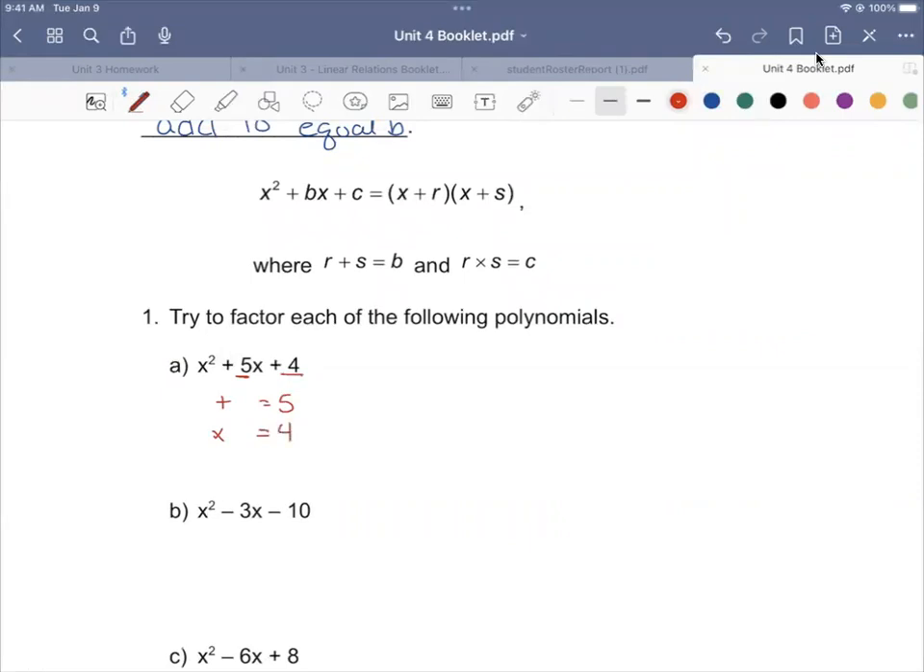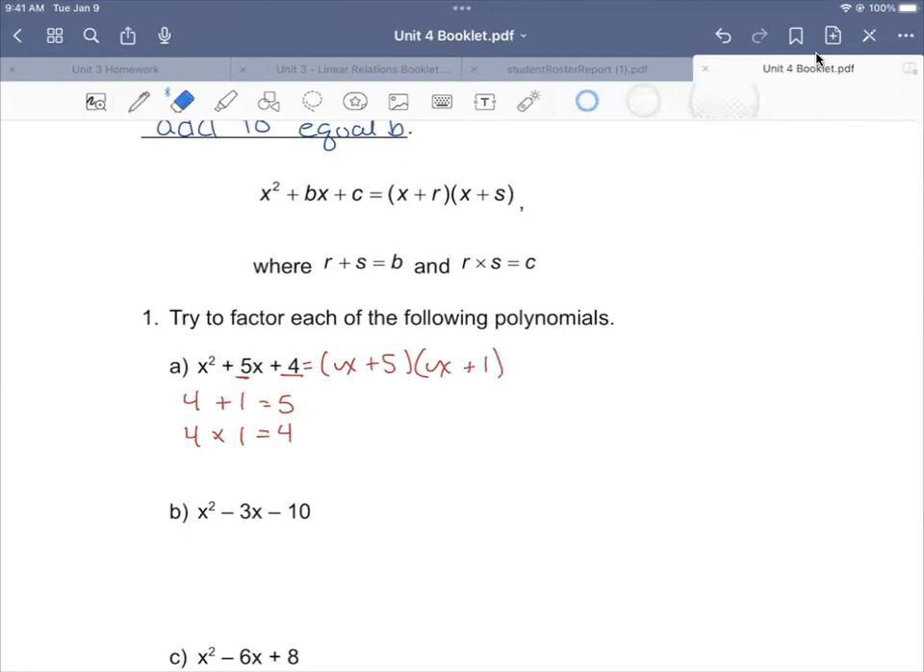So if I take a look at this, would 4 and 1 work? 4 plus 1 equals 5. 4 times 1 equals 4. That one does actually work. So that means I get x plus 5 and x plus 1. That 5 is supposed to be a 4.